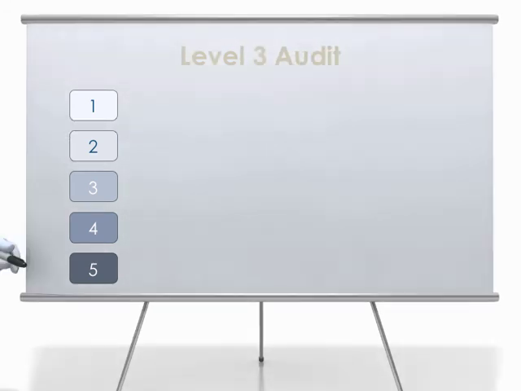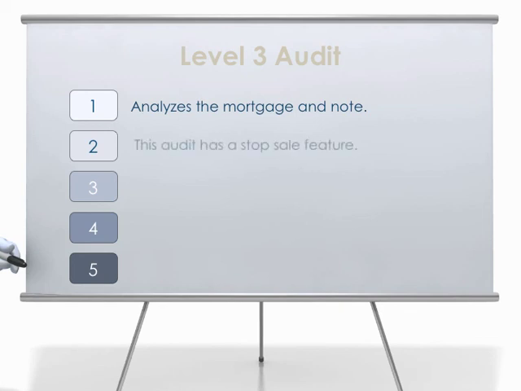Now, another product we have is a level 3 audit. Now, this audit is not one of our popular products. It's available, and I'll tell you the pros and cons when we're done with this slide. It analyzes the mortgage and the note. It's almost like a forensic summary and the note in itself. So it does both. It also has a stop sale feature.